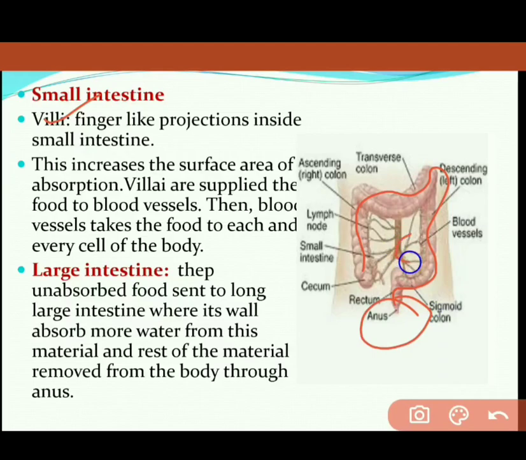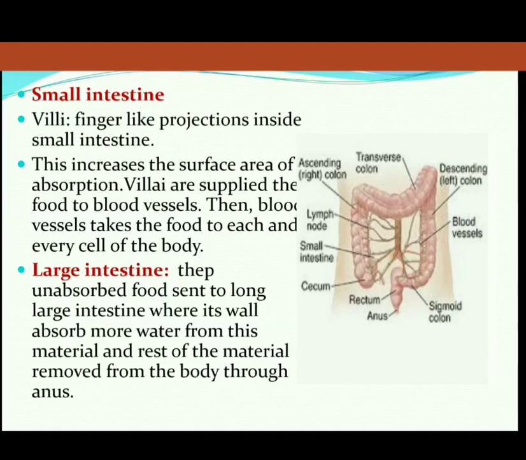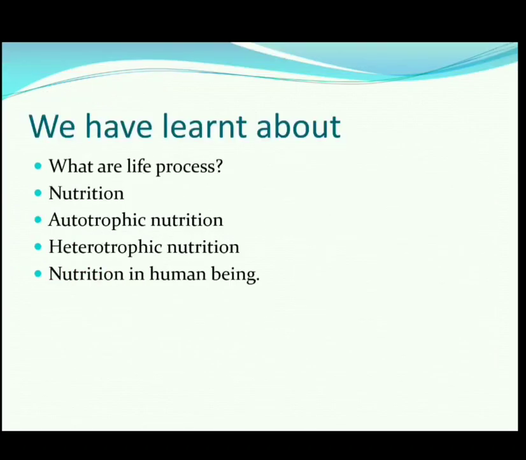Further, the unabsorbed food goes to the large intestine. In the large intestine, the water is absorbed from the unabsorbed food, and finally the waste material goes out through the anus. So this is about nutrition in a human being.